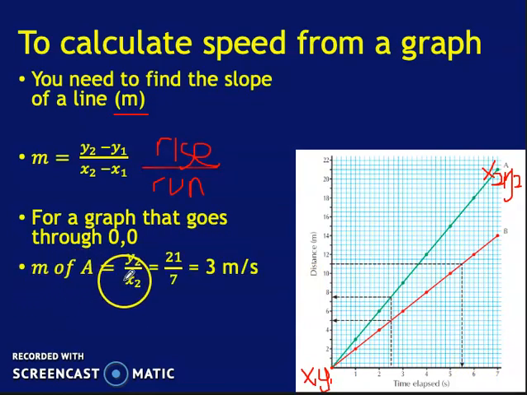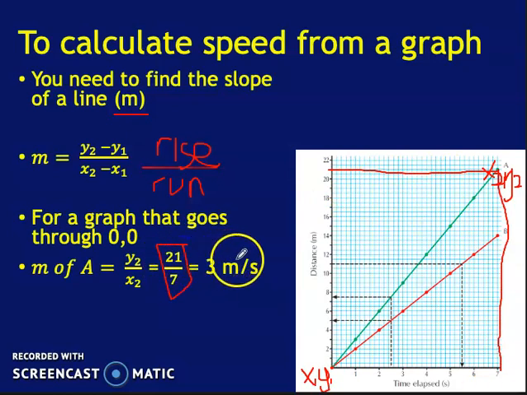So the slope of A is going to be y2 divided by x2, because this is 0, 0. So up here you will see, you do your whole line across, you do your whole line down. Apologies for the swirly bits. So here my y is 21, my x is 7. 21 divided by 7 gives me a slope of 3 meters per second for there. So you're going to pause and you're going to see now, can you do this same piece of maths on B for me?